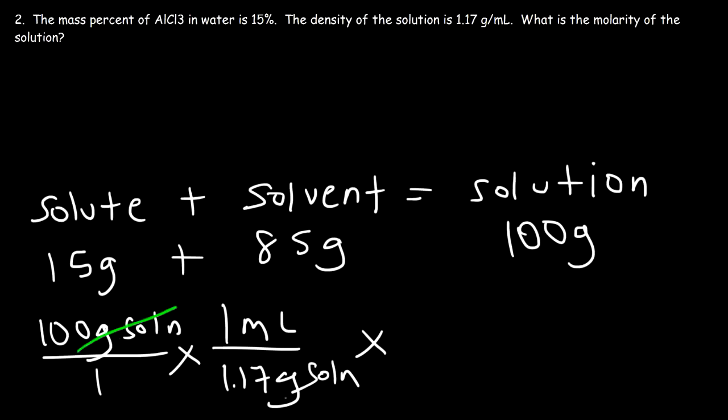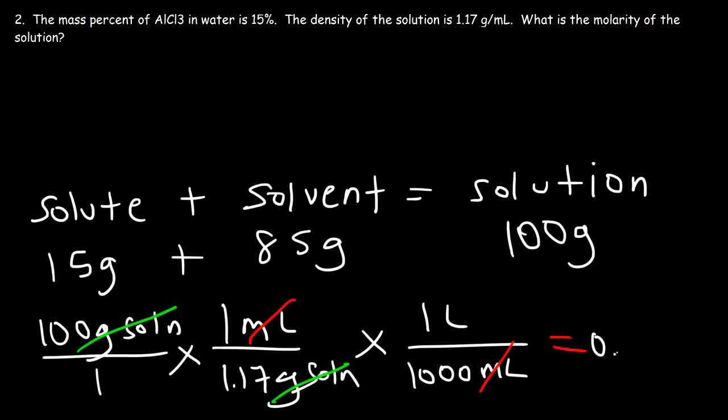So now the next thing we need to do is convert milliliters into liters. And 1 liter is 1,000 milliliters. So now we have the volume of the solution in liters. So it's 100 divided by 1.17, and then divide that result by 1,000. So it's 0.08547 liters.